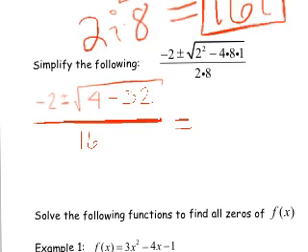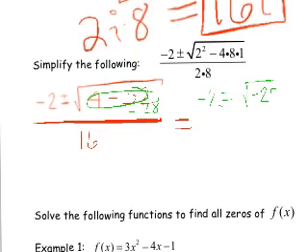But what is 4 minus 32? Negative 28. So now I have negative 2 plus or minus the square root of negative 28, all over 16. I'm going to go very step by step for the first couple, and then we're going to start skipping a few steps here and there.